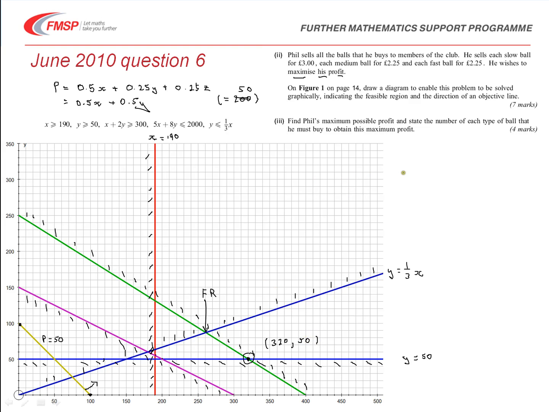So to actually work out the profit, we know the point is 320, 50. So if we substitute that in, we need 0.5 times 320 plus, and then the y value will be multiplied by 0.5 as well, so that's 0.5 times 50, and so that will give you a total profit of £185.